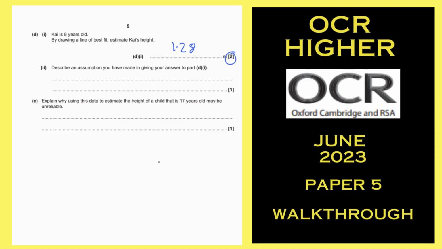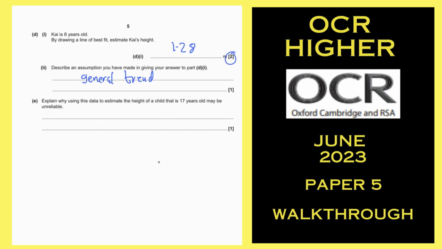Describe an assumption you have made, and the assumption is that Kai follows the general trend. He's no kind of outlier. So I would just say exactly that: my assumption is Kai follows the general trend of the other students, if you want to do a bit more.